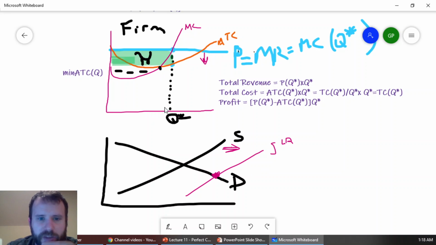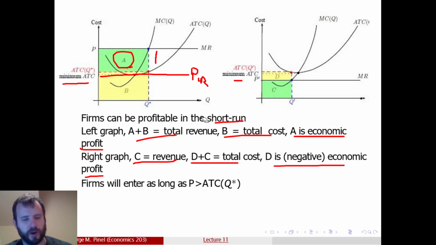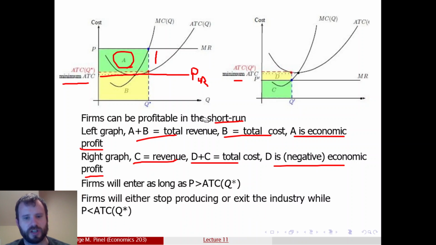Notice that the quantity per firm is decreasing. So per firm, this Q star is going to go down here. So basically, more firms enter. So even though the overall supply is going to increase, the quantity that each firm produces is going to be lower. Okay. Firms will enter as long as price is greater than average total cost. Firms will either stop producing or exit while the price is less than average total cost, depending on how much lower it is than average total cost.